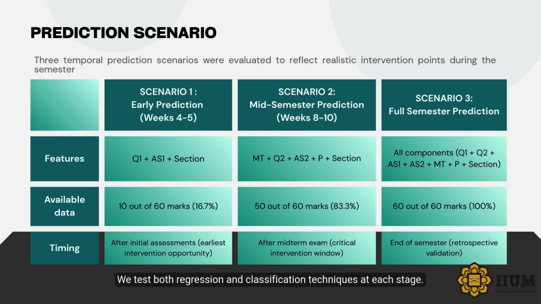This is the first checkpoint. We only use Quiz 1 and Assignment 1. This is just 16.7% of the total marks. Can we predict failure this early? This is the earliest point for a low-cost intervention.